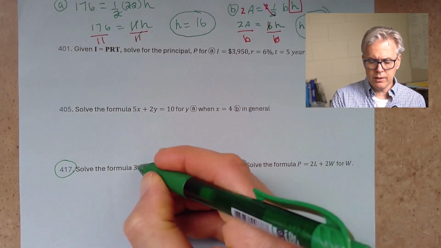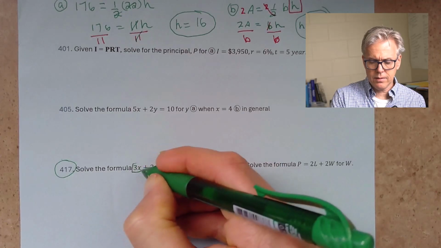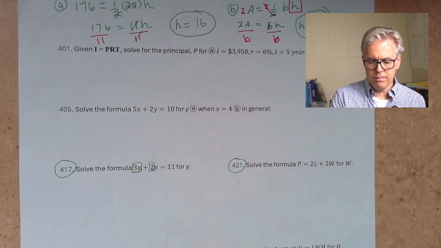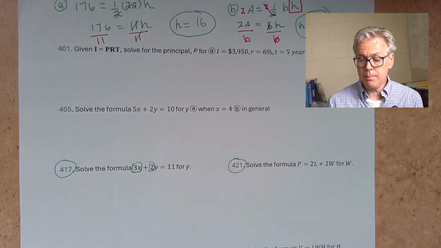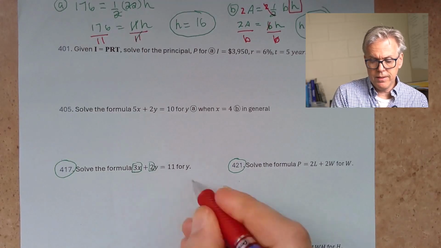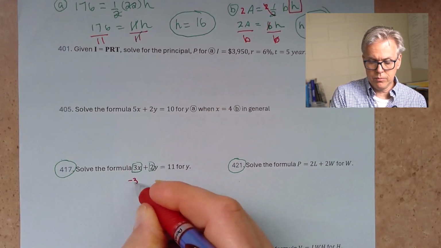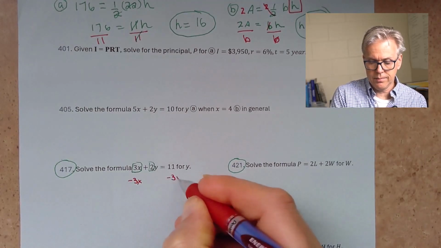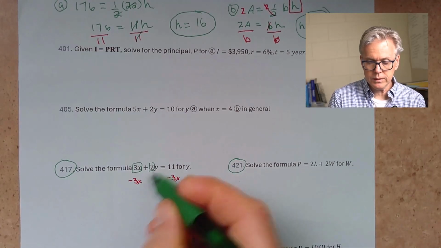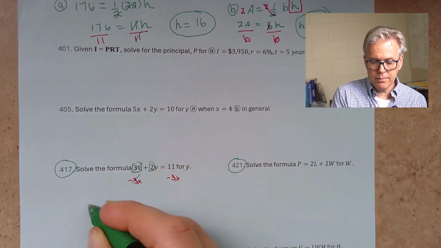So what do we have here? I've got 2 things over here I don't want. I've got this 3x and a 2. I need to move them both. Now, it's typically easier to remove this 3x first. So I will subtract 3x from both sides. So bring down your 2y. These cancel.